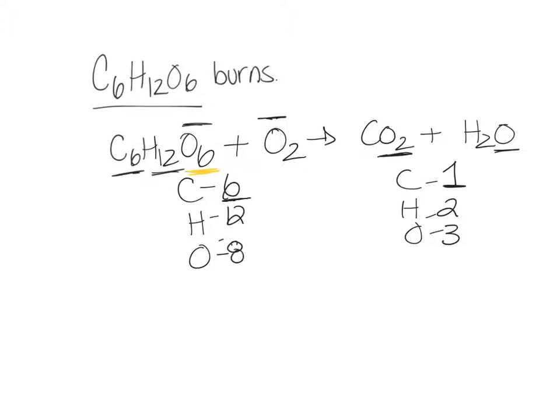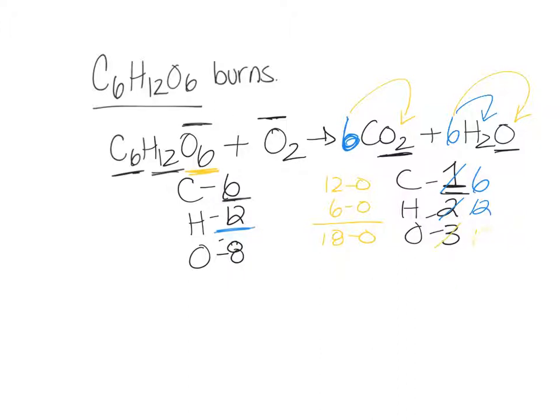So this has 6, this has 1. In order for me to get 6, again, only using coefficients, I'm going to put a 6 in front of here. That changes this number to 6, so that we're okay. Now I need to get 12 hydrogens, so I'm going to also put a 6 in front of here because 6 times 2 gives me the 12 hydrogens that I needed. So now counting the oxygens, I have 6 times 2, so that's 12 oxygens, plus 6 more oxygens, so that's 18 oxygens that I need.